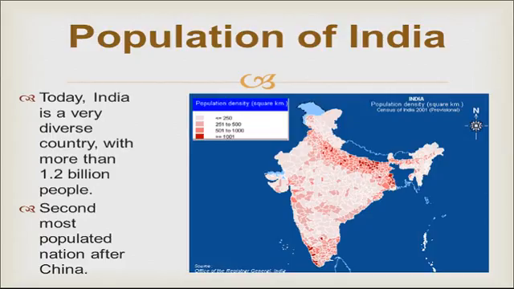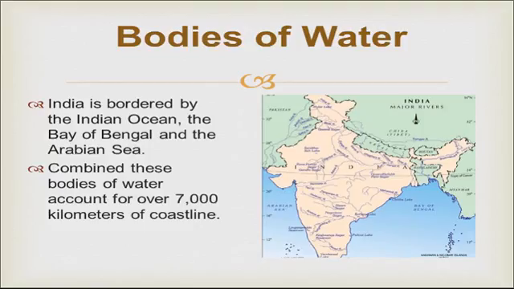The population of India. Today, India is very diverse. It has more than 1.2 billion people, second most populated nation after China. So it shows us where most people are actually located. There's bodies of water. India is surrounded on two sides by different bodies of water. It has the Indian Ocean, the Bay of Bengal, and the Arabian Sea. These bodies of water account for over 7,000 kilometers of coastline.